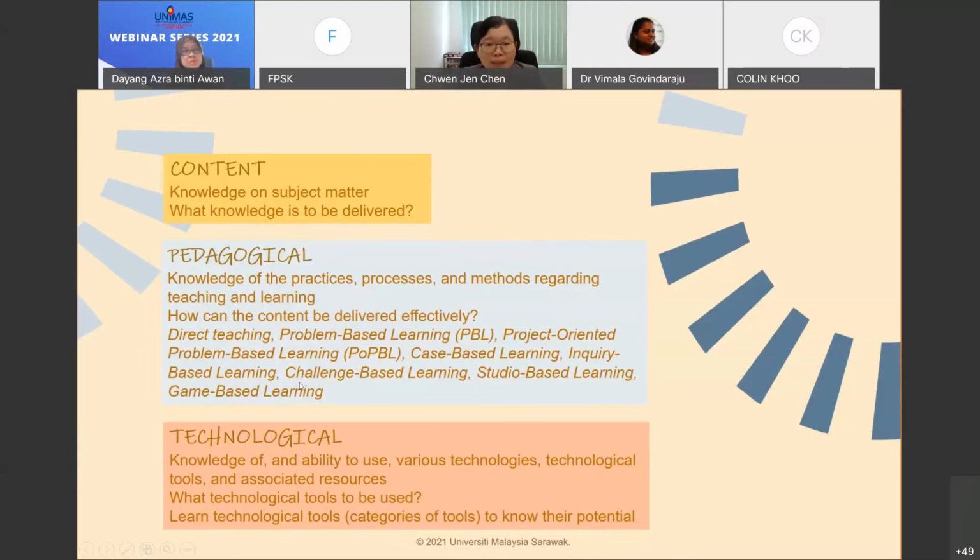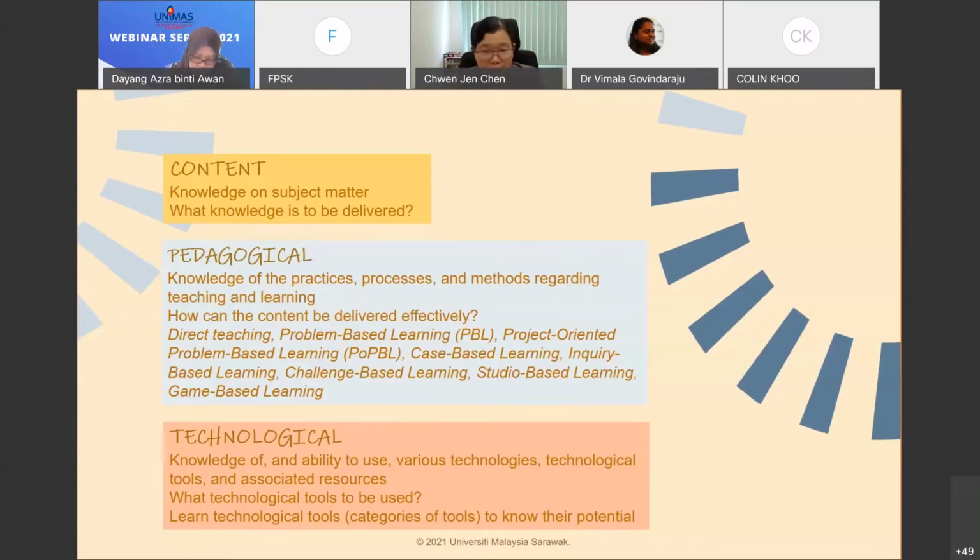But sometimes these two domains can inform each other very well, because knowing the tools will allow you to know the potential. Knowing the potential will affect your pedagogical decision. So besides your decision coming from the content, it may also be affected by your knowledge of the technological tools. So this kind of knowledge is actually very important.